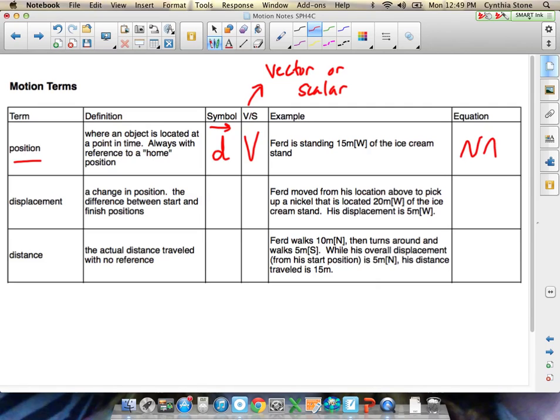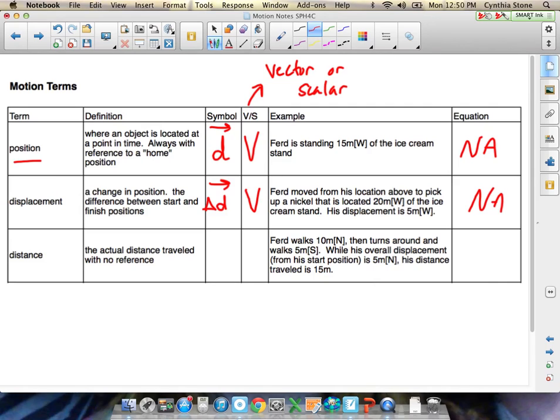Now, displacement is how much position has changed. So it's the difference between start and finish positions. You might remember from math that sometimes we use a little triangle to refer to change in, from slope, rise over run, change in y over change in x. It's delta, and the triangle means delta. It is also a vector, and I hope you start to see that the vector refers to this. So for a little example, Ferd moves from his location above, which was 15 meters west, to pick up a nickel that is located 20 meters west. So his displacement is the change, which is 5 meters west. That's the difference between start and finish. There's no real equation for that either.